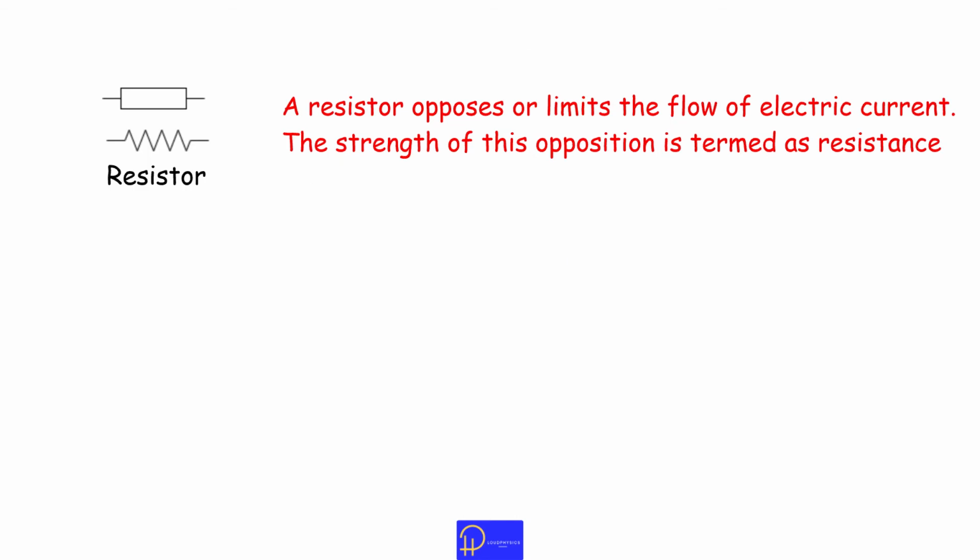A resistor opposes or limits the flow of electric current. The strength of this opposition is termed as resistance. A resistor has 2 symbols as indicated there. Either the rectangular one or the zigzag one can be used in a circuit.